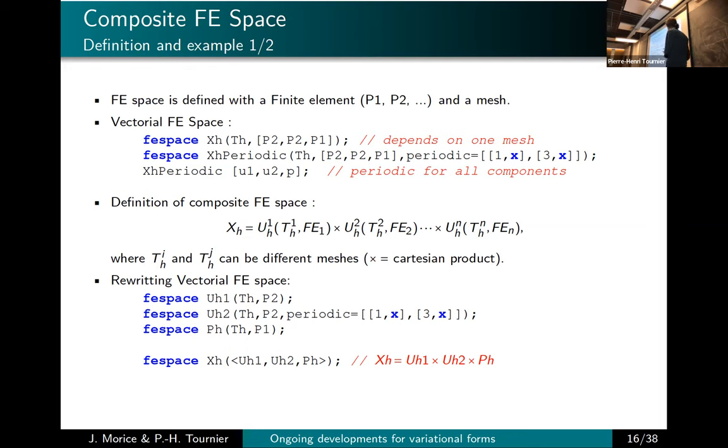For example, in this case, I can do cardiac electrophysiology. If, for example, you have three different vector spaces, I define, for example, periodicity in one of them. And with this keyword with the angle brackets here, I define a composite finite element vector space, with the way in memory corresponding to that: the Cartesian product of the different vector spaces.